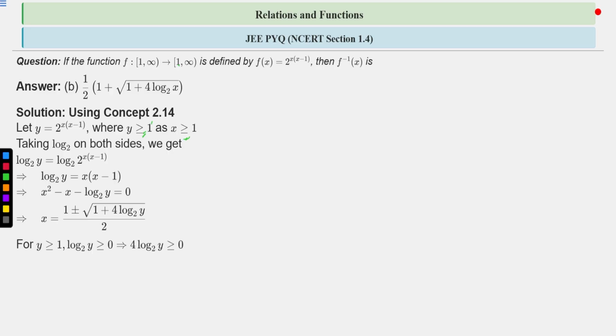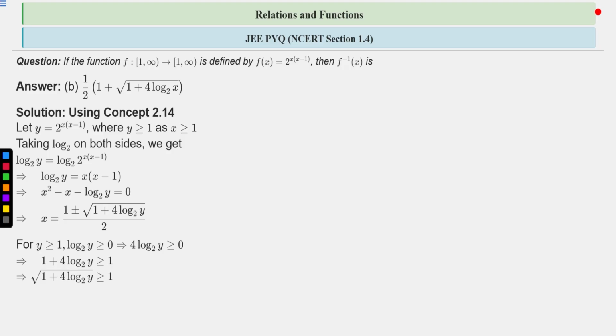So for y greater than or equal to 1, log 2 y will be greater than or equal to 0, and 4 log 2 y will be greater than or equal to 0. Therefore, we can say that 1 + 4 log 2 y will be greater than or equal to 1.